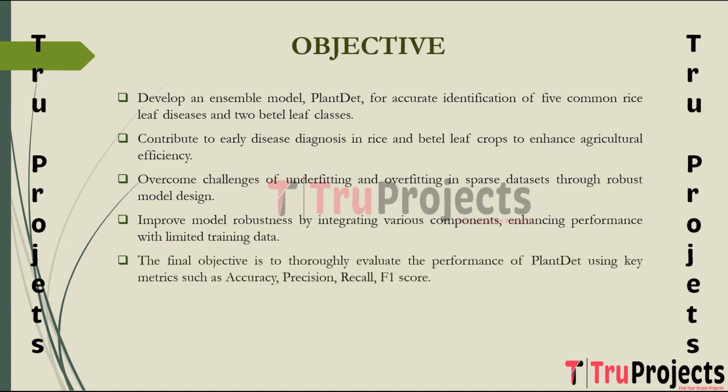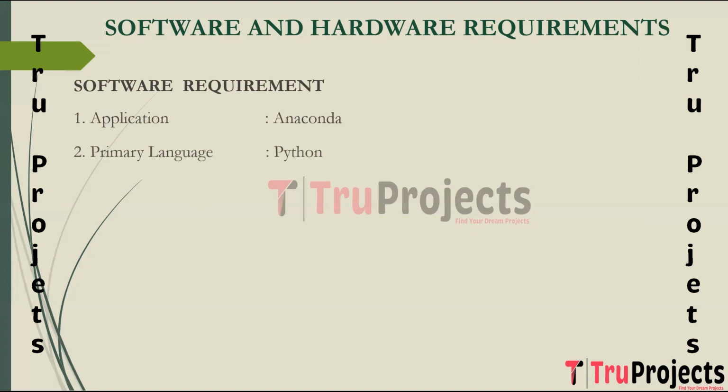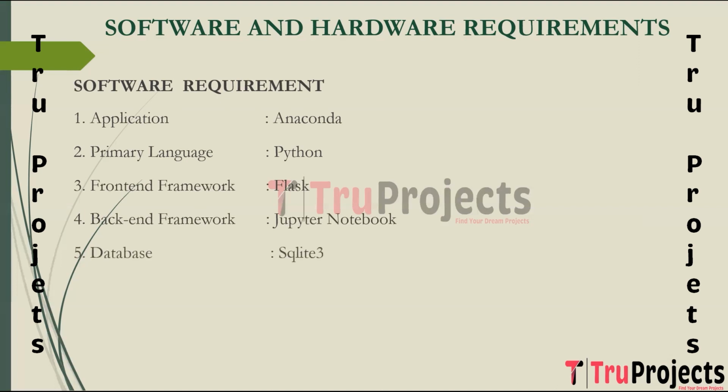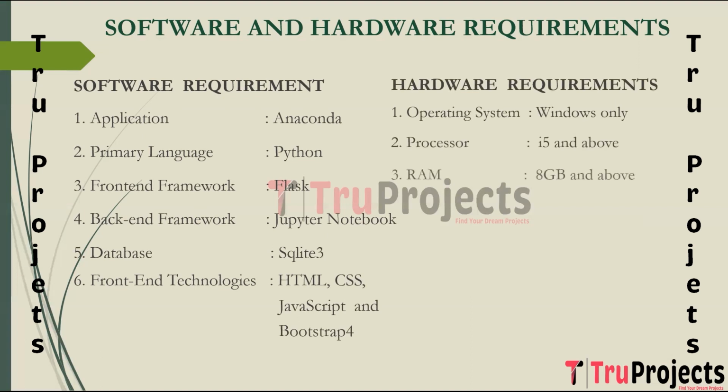The final objective is to thoroughly evaluate the performance of PlantDet using key metrics such as accuracy, precision, recall, F1 score, and the specificity. To implement the project, we need software and hardware requirements. Coming to software requirements, we need the application of Anaconda, primary language of Python, front-end framework of Flask, back-end framework of Jupyter Notebook, database of SQLite 3, front-end technologies of HTML, CSS, JavaScript, and Bootstrap 4. And the hardware requirements are operating system of Windows, processor of i5 and above, RAM of 8 GB and above, and hard disk of 25 GB and above.